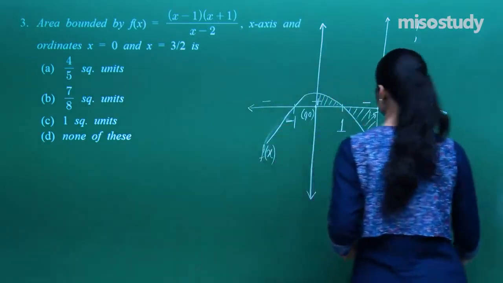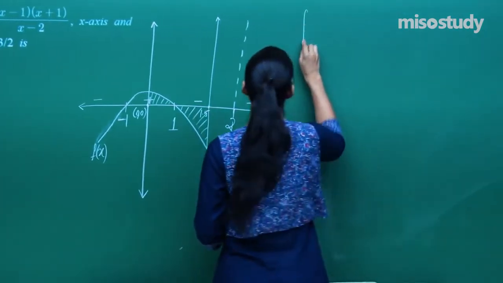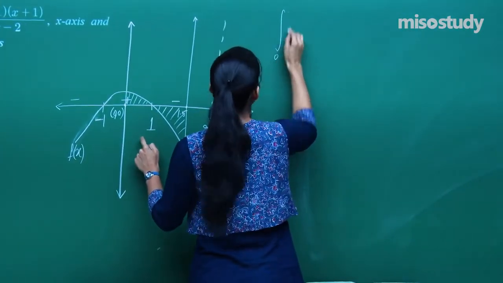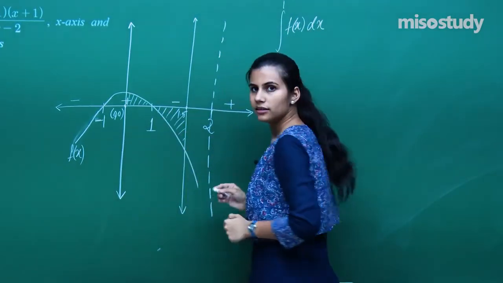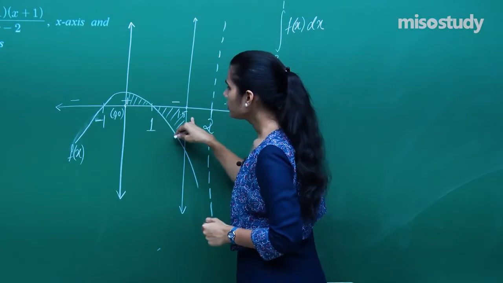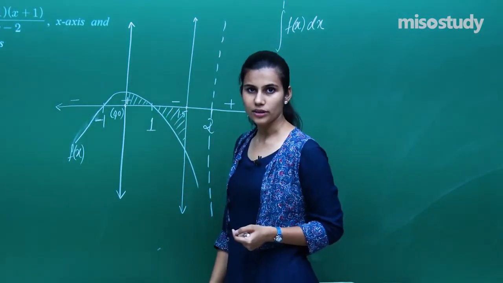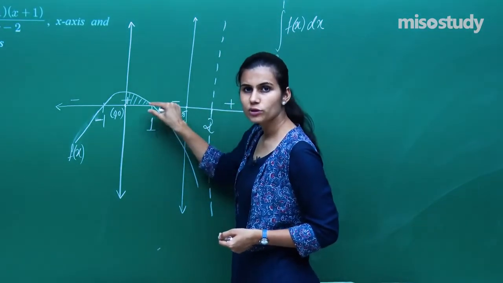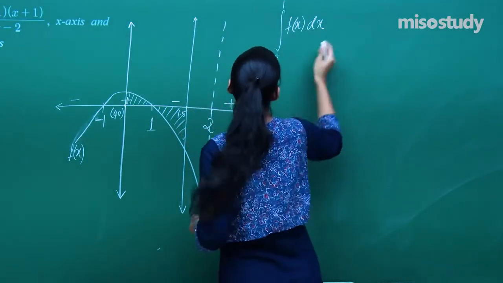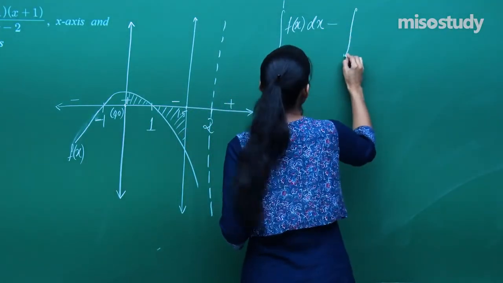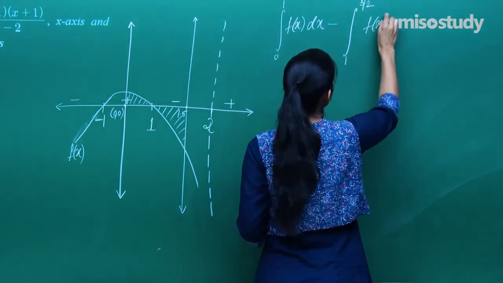What will be this area? Let's see. You have integration from 0 to 1 fx dx. And what is this area? From 1 to 1.5, or from 1 to 3 by 2, again fx, but its negative is what I want. Because this is lying below the x-axis, it is going to give me a negative quantity, so I am going to take mod of it, or I am going to take negative of it, to actually get the positive area. So from 1 to 3 by 2, here this is again fx dx.